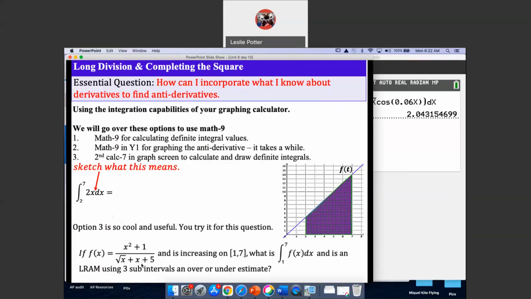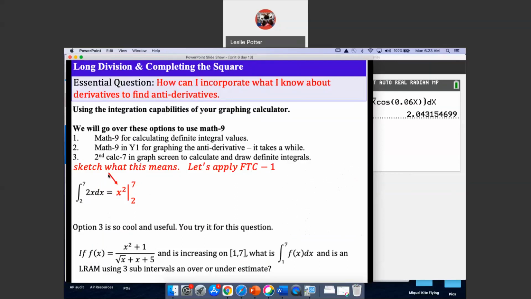Okay, so let's apply the fundamental theorem of calculus, part 1. That's the evaluation part. Go ahead and do the antiderivative here. It's x squared: bump up the power, divide by the new power, so it's 2x squared divided by 2. The 2's cancel. And we're going to evaluate that from 2 to 7. The fundamental theorem of calculus says plug the upper bound into the antiderivative, and then subtract, plugging in the lower bound. So sketch what this means.